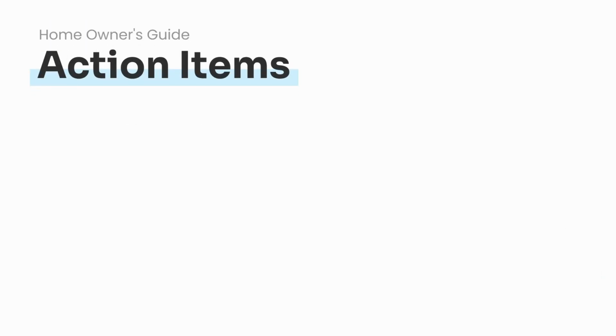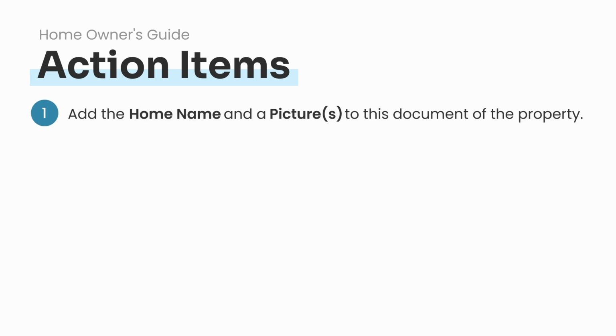So overall, we covered a lot in section 1. And for implementing this guide and actually using it in your own home, I want you to take the time for each of these action items here to carefully capture those details in this property document. So first and foremost, add the home name and a picture or pictures to this document for that property.